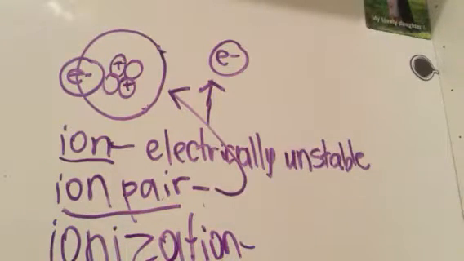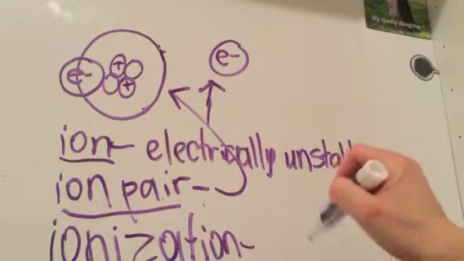You can think of ionization as damage done to an atom. And we have atoms in our bodies, so think of it as damage done to the atom in your body, which will eventually cause damage to your cells.